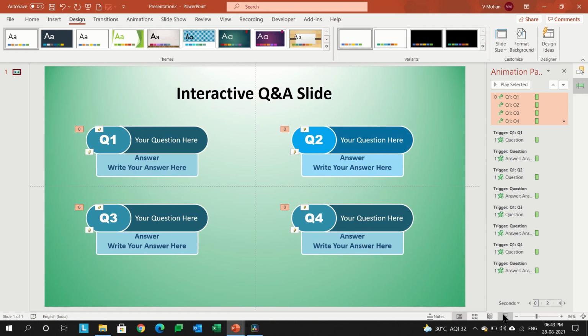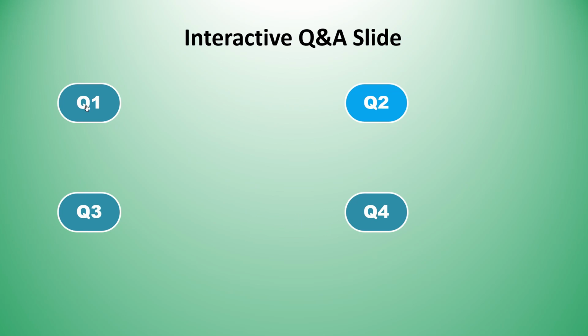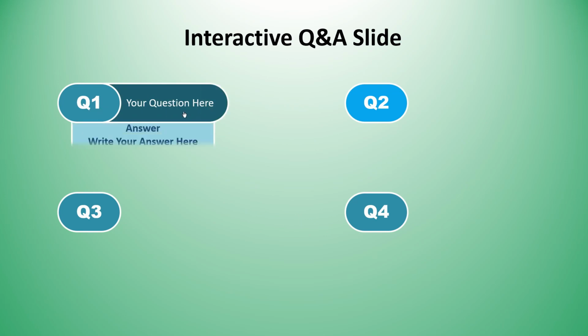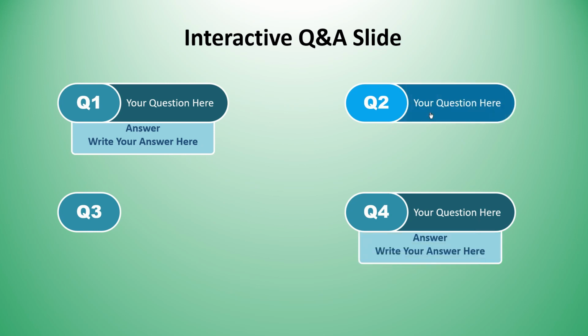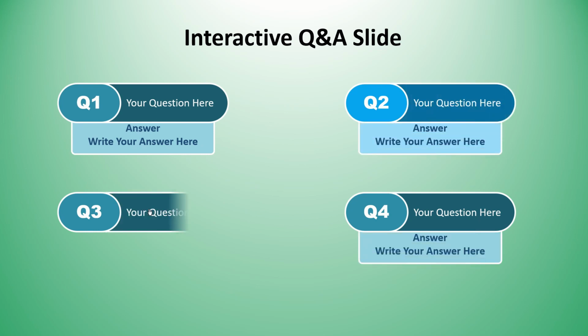So let's run and see how it works. On click, it will reveal the question. On click, it will reveal the answer. On click, Q4. On click, it will reveal the answer. See, I am clicking outside, so it will not move to the next screen. And I am also clicking on my keyboard, so it is not moving. Okay, so we have come to the end of this slide.